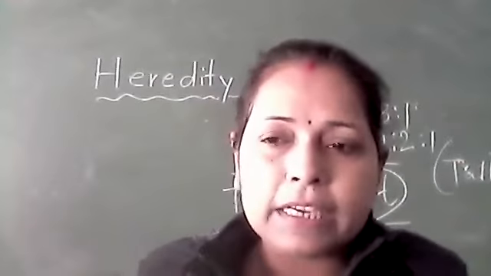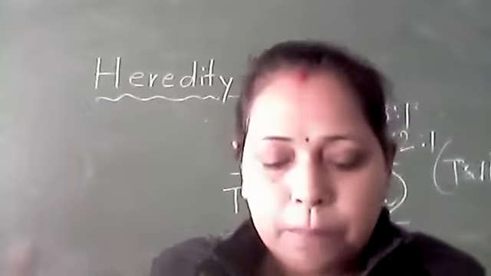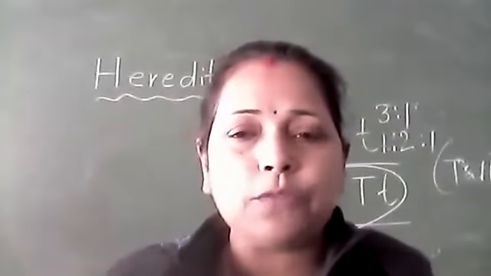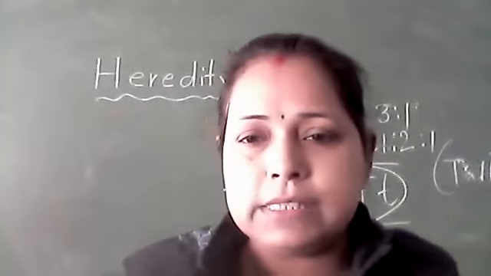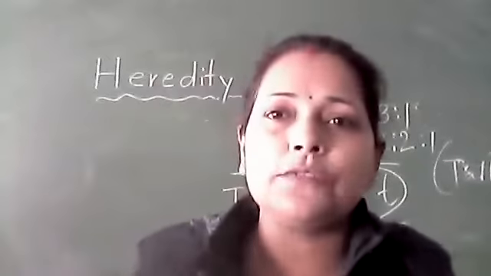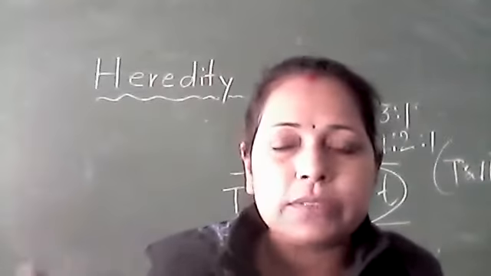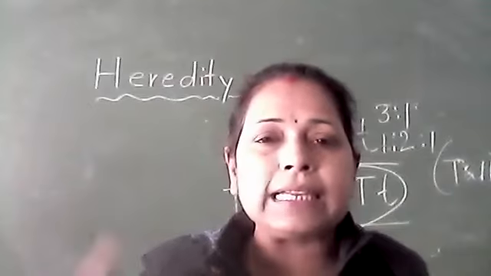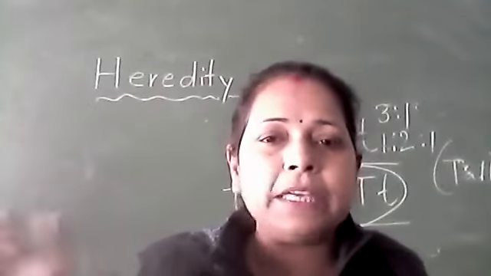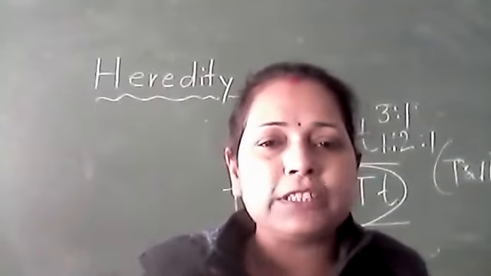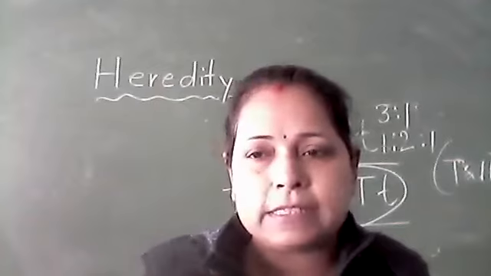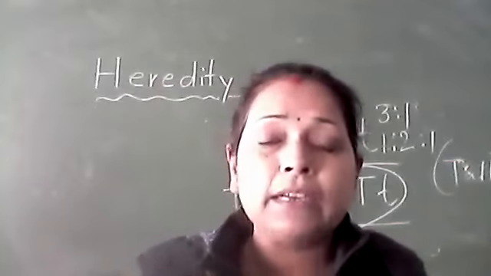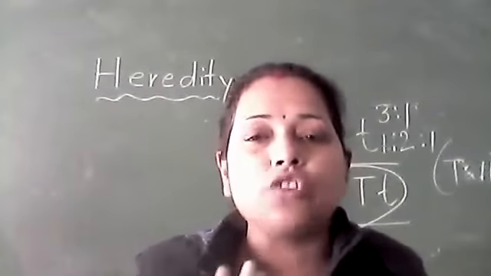He simply crossed the pure line breeds, taking the first character as the length of the stem. What is the length of stem? That is tall or short. For studying how characters are transmitted, he crossed the two. In the F1 generation, he obtained all tall plants, and he concluded that the characteristic of tallness is dominant.